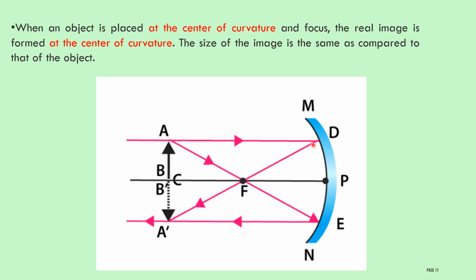Then after hitting the surface, it will get reflected. Then it will pass through the principal focus F in this way. Then it will meet at A dash. It will reach A dash.